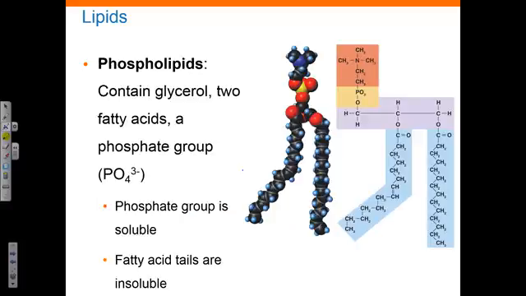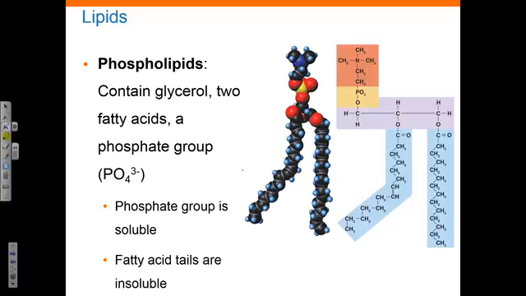Phospholipids. Phospholipids are found in cell membranes and are composed of a glycerol molecule, shown in purple, two fatty acids, shown in blue, a phosphate group, shown in yellow, and a non-lipid group, shown in orange. The non-lipid phosphate group region is water-soluble, and the fatty acid tails are water-insoluble.